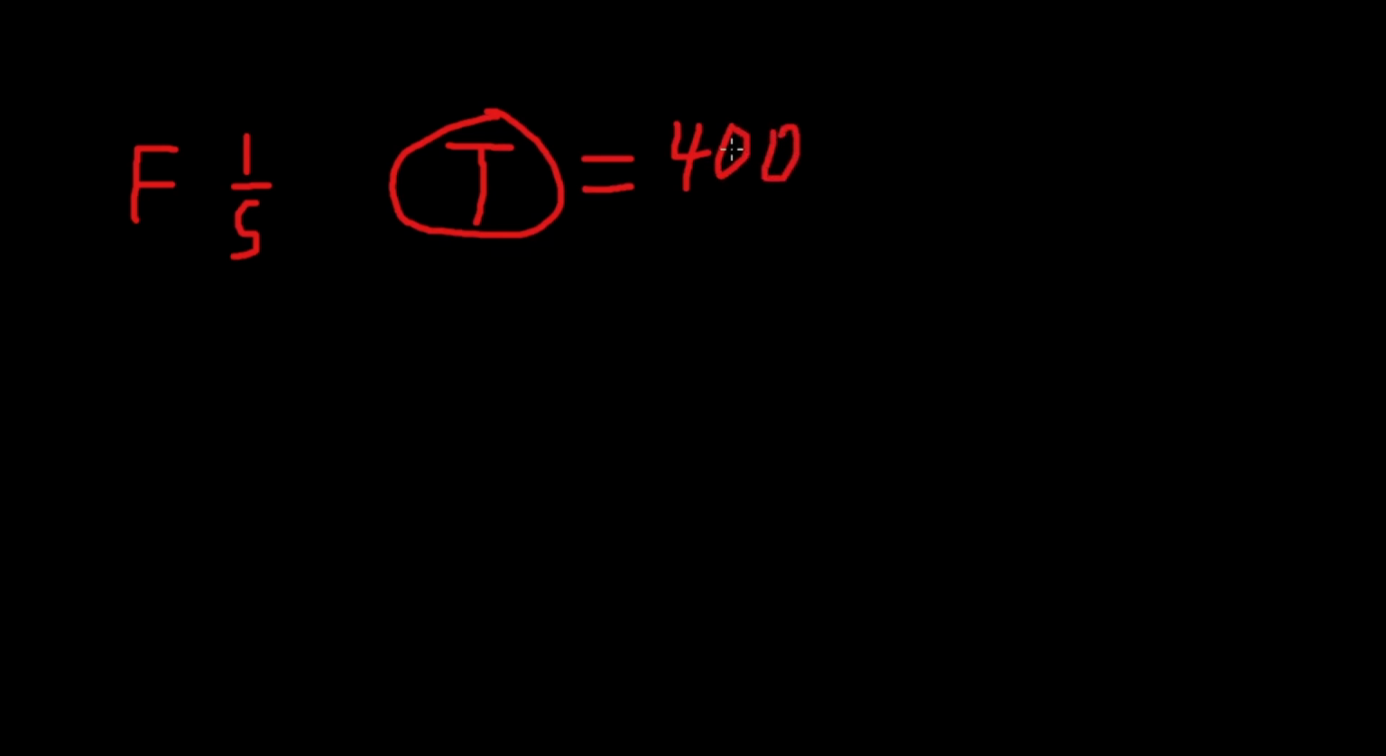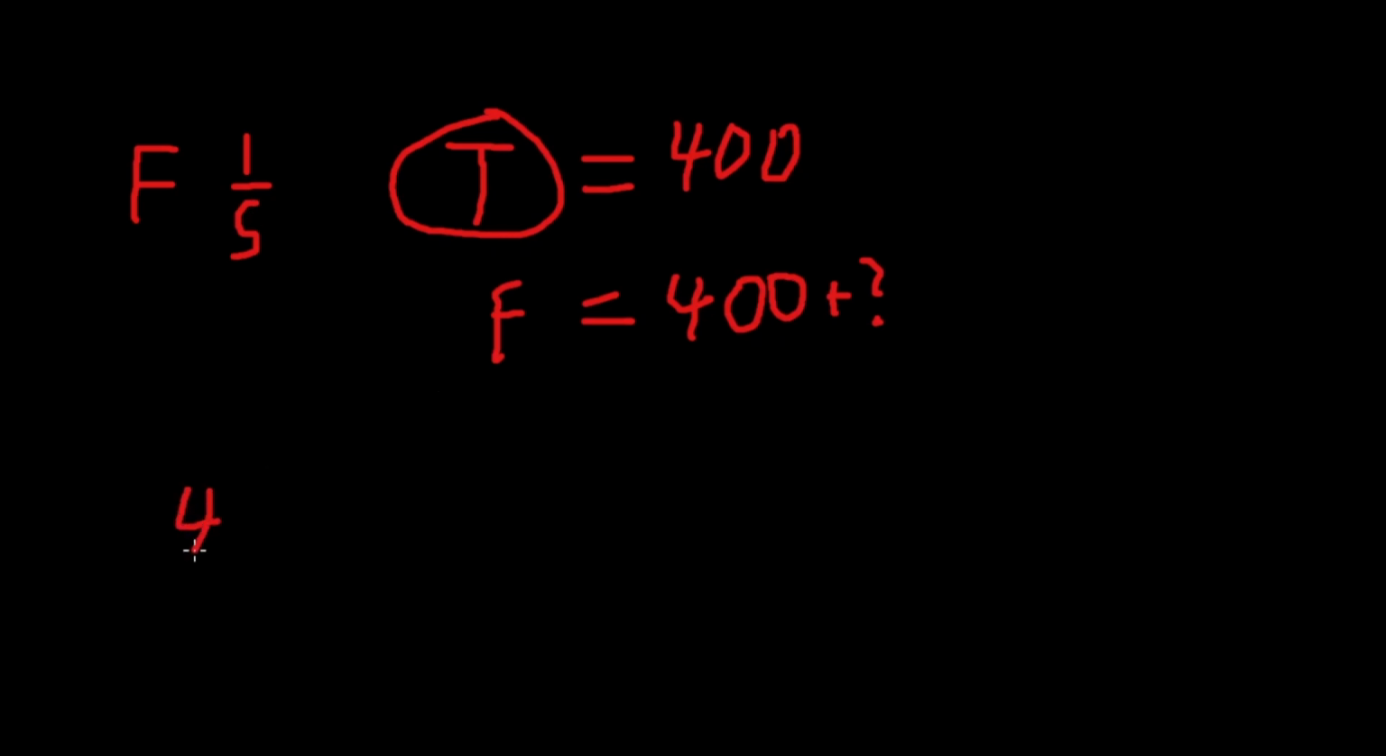So now that we have Thursday, how do we find Friday? Well, we know Friday is increasing, so right off the bat, we know it's greater than 400. So we can write for Friday equals 400 plus something. To find this something, we simply multiply the customers on Thursday by 1/5.